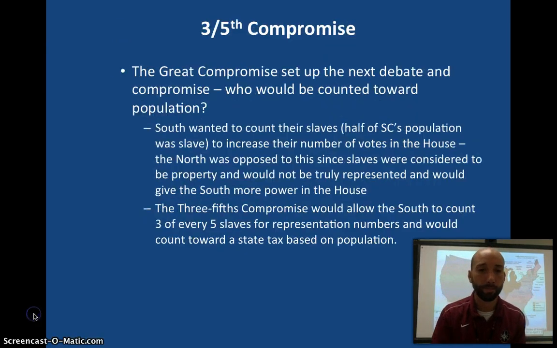Very important idea. The next big compromise is the 3/5 compromise. And it's based on, are slaves going to be counted as population or not? The South wanted to count their slaves as population so they'd have more votes in the House of Representatives. The North is opposed to that since slaves were really considered to be property and didn't truly represent the South. So what they eventually agreed to is the 3/5 compromise, which is going to allow the South to count 3 of every 5 slaves for representation numbers. And then it's also going to say that they're going to count towards property taxes as well.